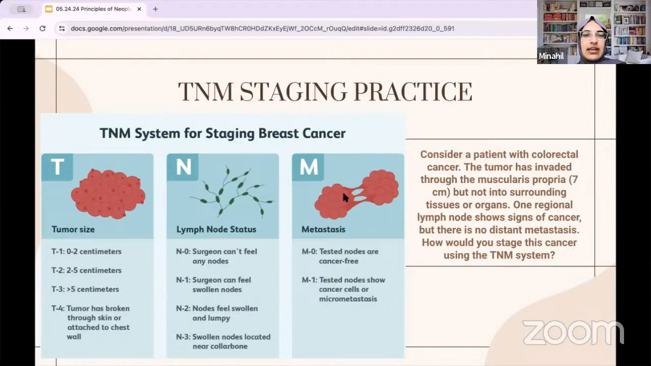In this case, there's a patient with colorectal cancer. The tumor has invaded through the muscularis propria, which was measured. I'm just giving this to you, but if you did have an understanding of anatomy, you would not be given the length of the tumor; you'd have to make that implication yourself. But let's say it is 7 centimeters in length, but not into surrounding tissues or organs. One regional lymph node shows signs of cancer, but there is no distant metastasis. How would you stage this cancer using the TNM system?